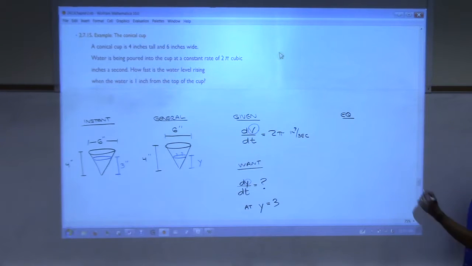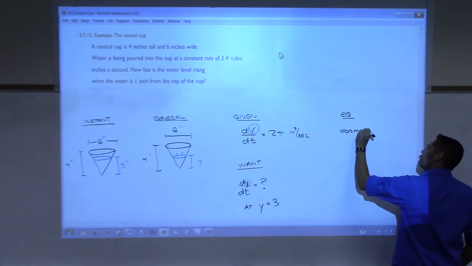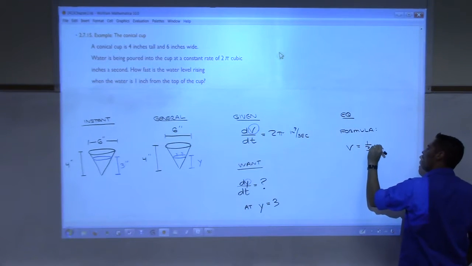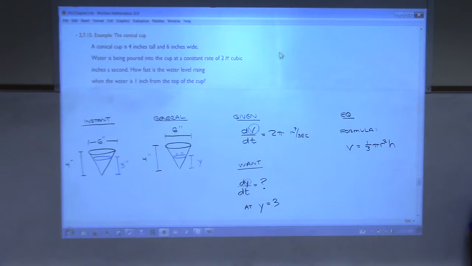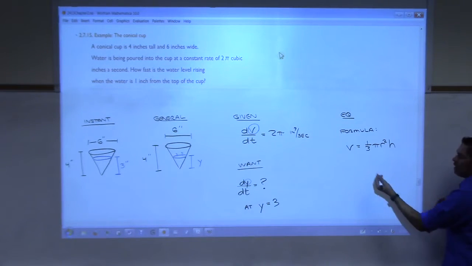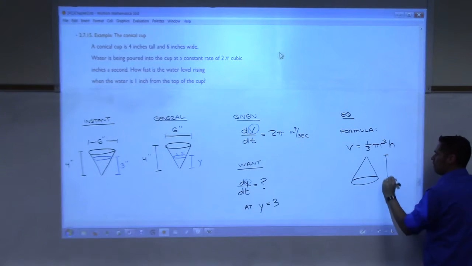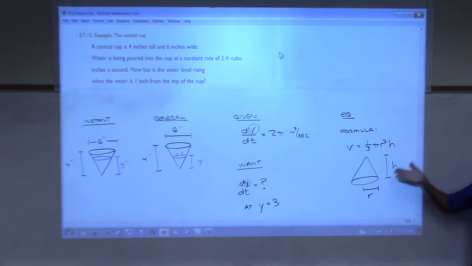1/3 pi r. Yeah, I'm going to write it down. So the formula is volume is 1/3 pi r squared h. That's the formula, if you look off your formula sheet, they say if this has a height of h, this has a radius of r, then the formula is 1/3 pi r squared h.